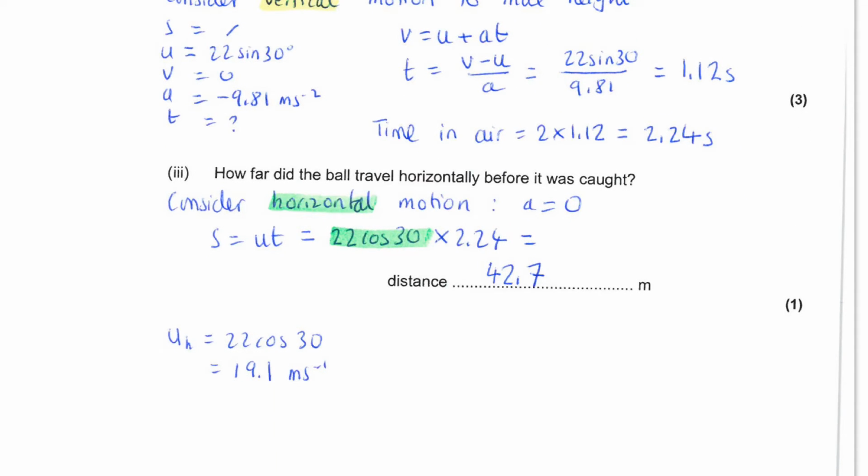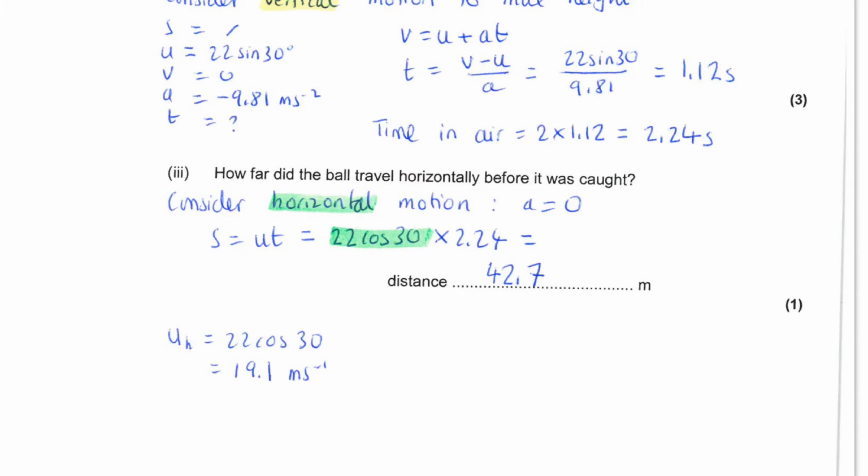Next, you are asked to show that the ball was in the air for about 2.2 seconds. Very important that you respond to the show that command. This means that all steps must be visible, and it's very likely that there will be a method mark in the mark scheme. This can lead people to lose marks because if they don't show their working clearly, even a correct answer may score nothing.